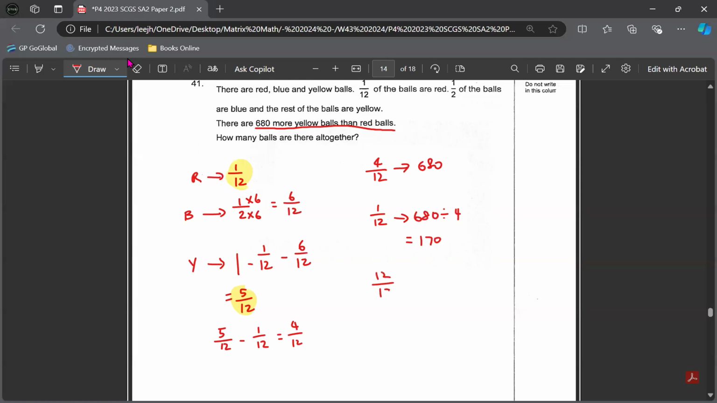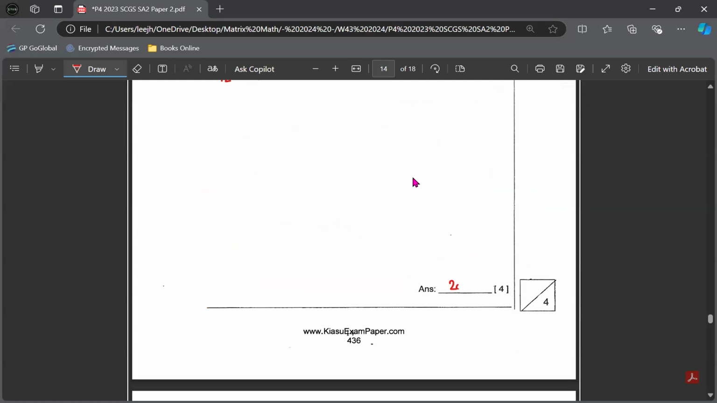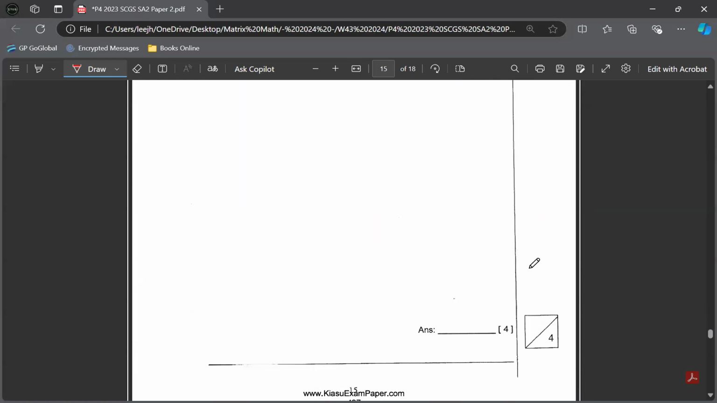Altogether, one whole, 12 over 12. 12 times 170 or 170 times 12, you will get 2040 balls. So your answer is 2040 balls. You can write down like that. Okay.